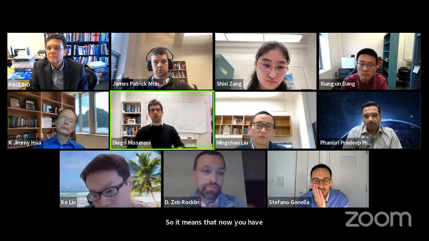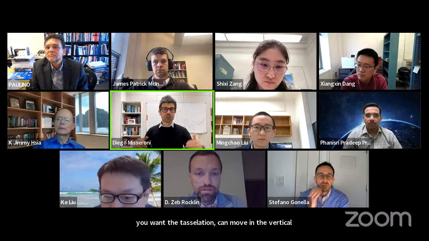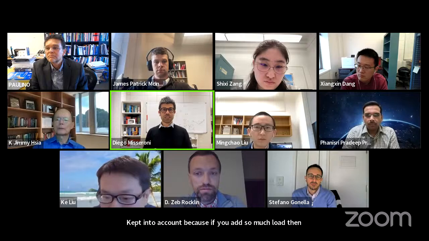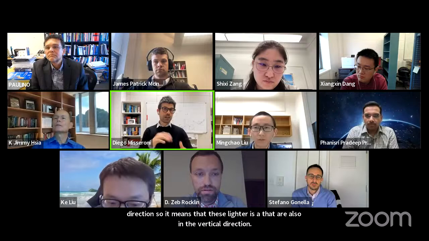Of course, in that case, you have to be careful, because if you want the tessellation to move in the vertical direction, the weight of the system should also be taken into account. If you add so much load, then you are not achieving anything good. But if you tune it a bit, inserting a slider also in the vertical direction, so this slider is equipped with a crossed system, with two sliders, one in this direction and one in this, then yes, in that case, you can adjust the vertical direction as well.